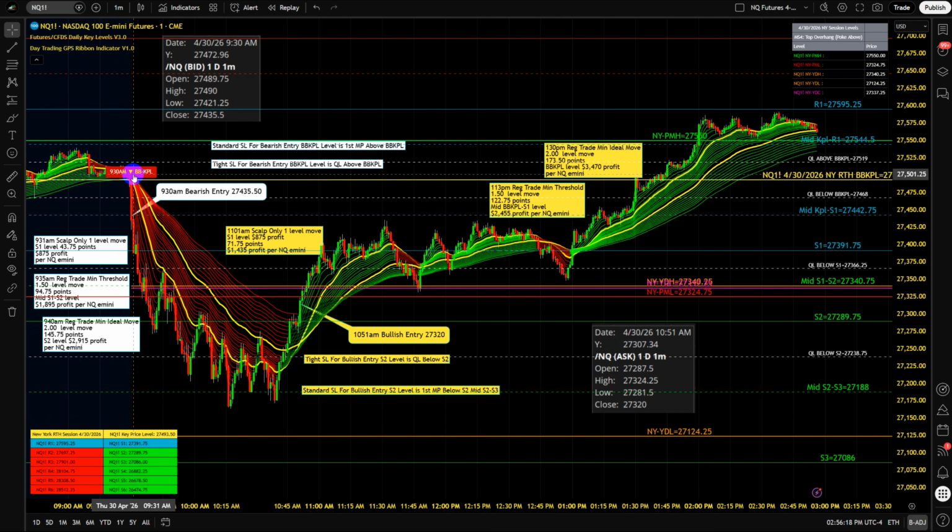On this initial entry here, the bearish entry on the BBKPL, the 9:30 a.m. candle, the tight stop loss on a bearish entry from the BBKPL level was the QL above BBKPL, whereas the standard stop loss in the bearish entry from the BBKPL is the first midpoint level above the BBKPL, this level.